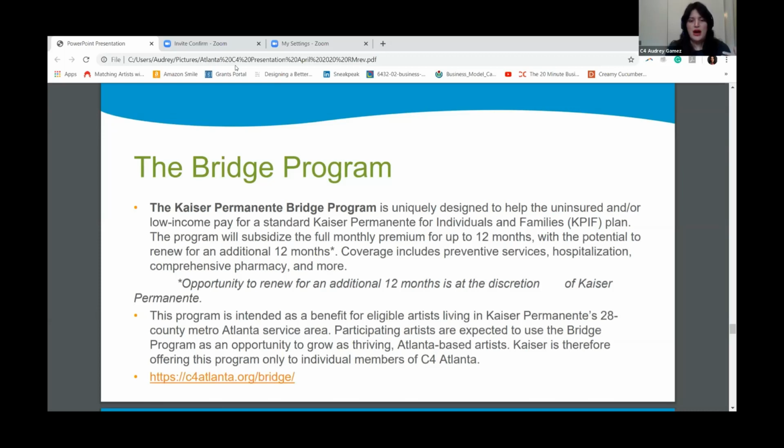You also have to be a resident of Kaiser Permanente's 24 county region. You have to be older than 18 and younger than 65 in order to be able to apply. And you also have to have taken a class with C4 Atlanta, and this is part of Kaiser's requirements as well, that you have taken a training with the community partner.